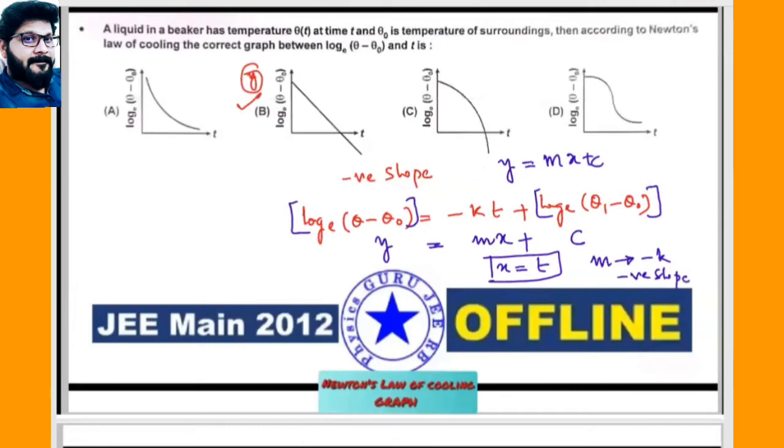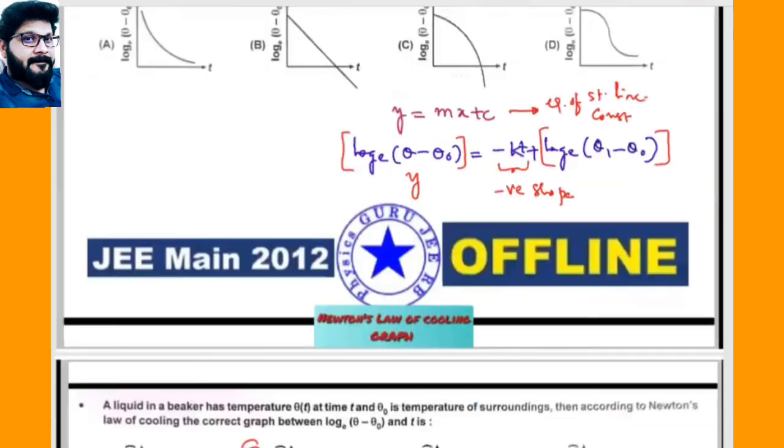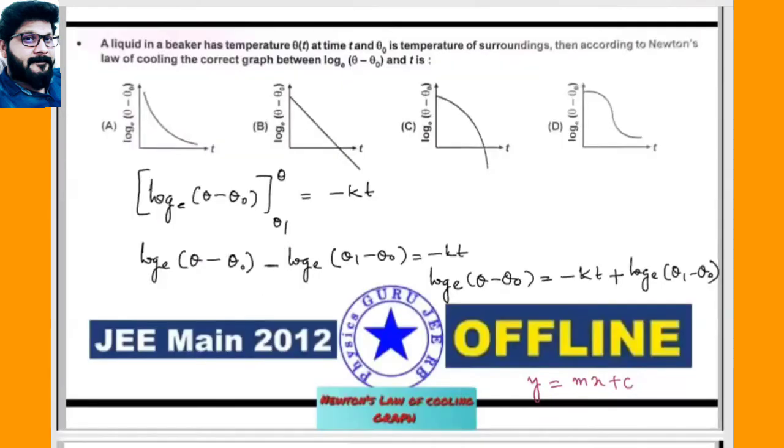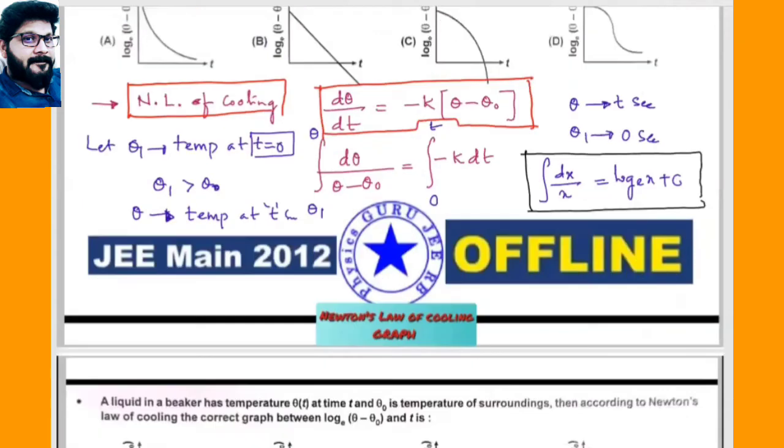Hope this is clear. I hope this is clear, graph. So what I did, only mathematical parts from here onwards. First, according to Newton's law of cooling, d theta by dt equals minus k into theta minus theta naught. This is already in the classroom; we discussed how we are getting it.